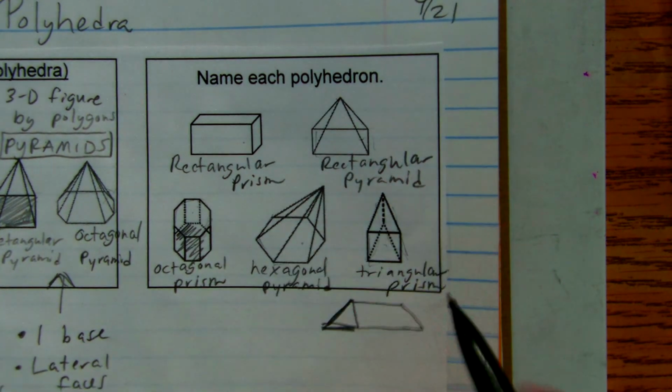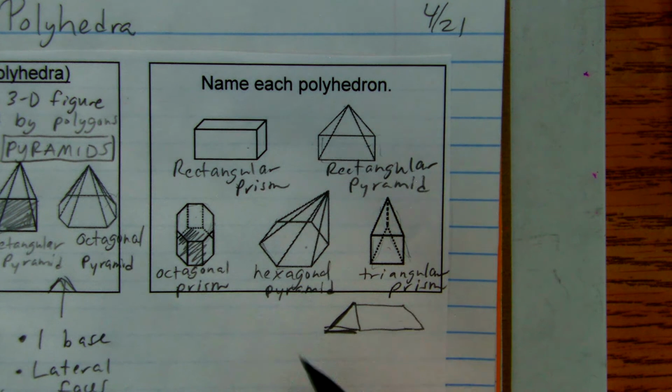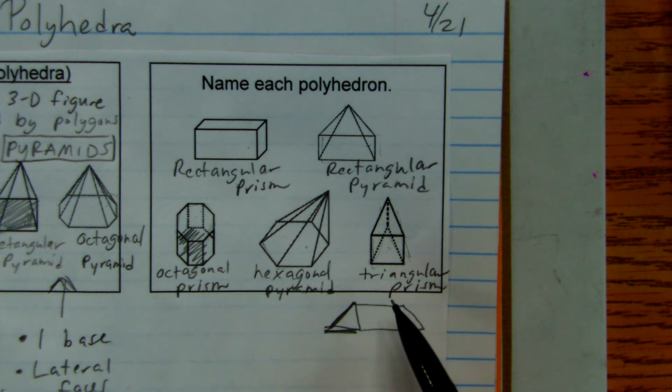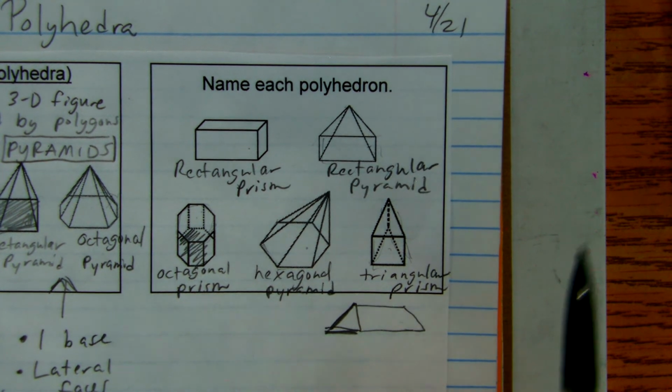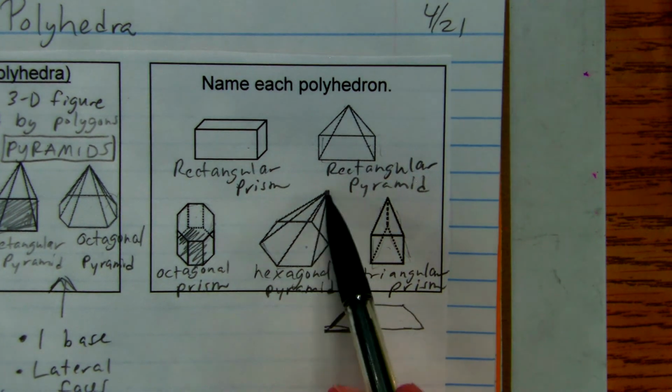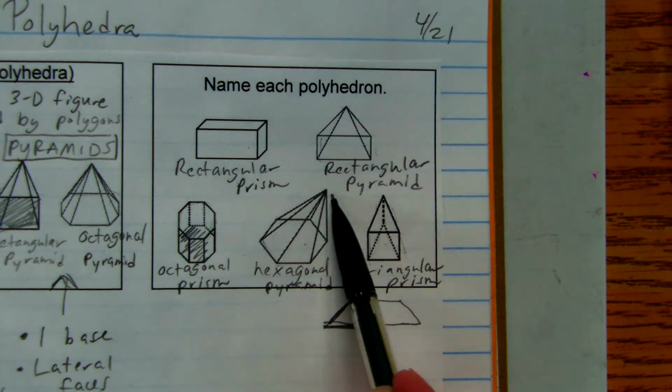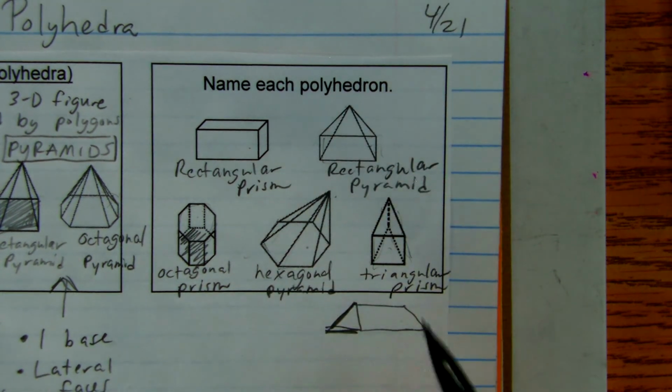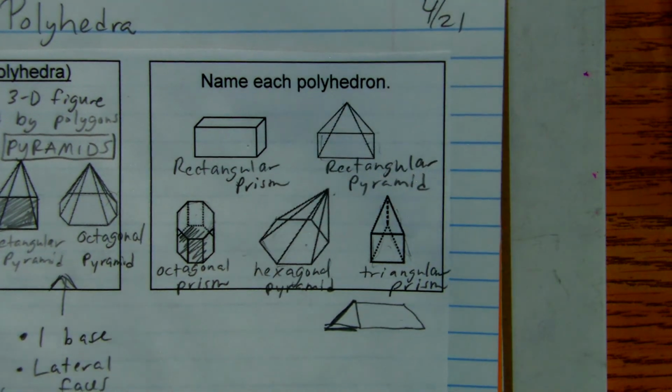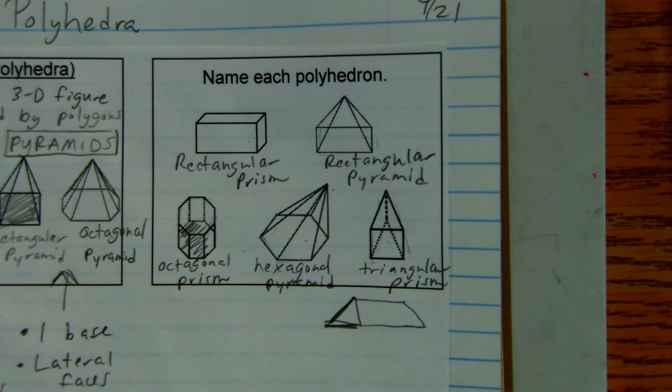So remember that the prisms have rectangular faces going around the side, 2 bases that are the same shape, and then pyramids come to a point, they have triangles. And they can use any polygons on there that they wish, and so if you don't remember all the different polygon names like pentagon, hexagon, octagon, that would be a good thing to brush up on before you try to do the assignment.